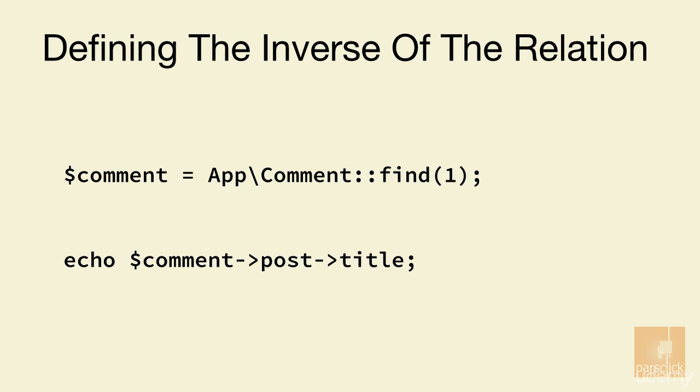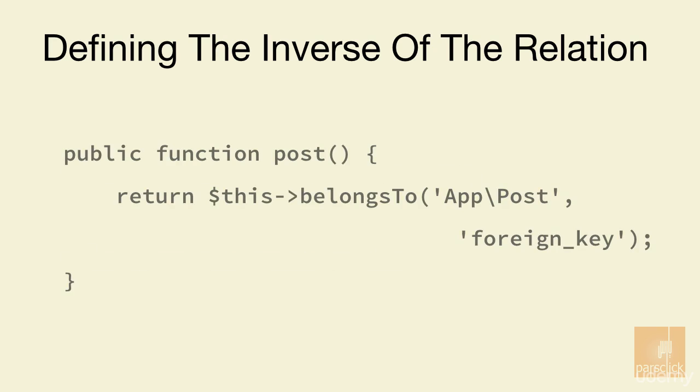Also, Eloquent determines the default foreign key name by examining the name of the relationship method and suffixing the method name with _id. But if the foreign key on the comment model is not post_id, you may pass a custom key name as a second argument to the belongsTo method. So if you want to use something other than the name of the table with _id, you can pass it as a second argument.